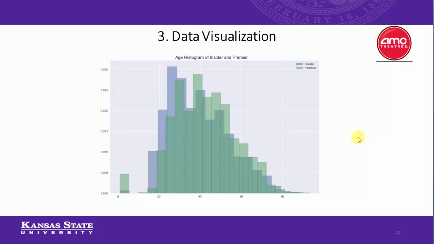This visualization is an age histogram of Insider and Premier members, which shows us who has Premier and Insider and their approximate age group. It also shows that most of the Premier members are over 20 years old. We can see here, over 20. This means they are more likely to be employed and able to pay for the upgraded membership, whereas teenagers are probably getting movie and concession money from parents and do not worry about saving or rewards.